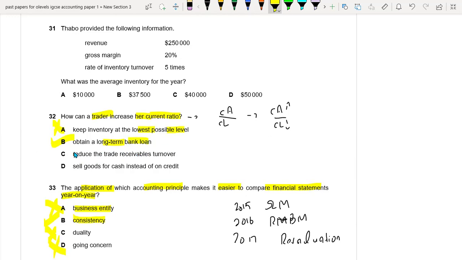Reduce the trade receivable turnover. If the trade receivable turnover is decreasing, it means that your customers are paying you very quickly and you don't have much trade receivables. So again, this would not be suitable, because if you're reducing the trade receivables, you're reducing your current assets. Sell goods for cash instead of on credit. Yes, your current assets would increase, but again there would be a problem: if you're selling goods only for cash, your customers may not be willing to purchase the products from you. So this is not the right option. So B is the right option.